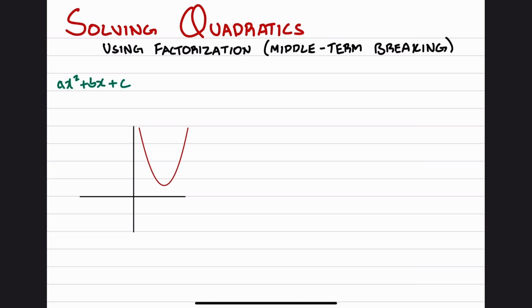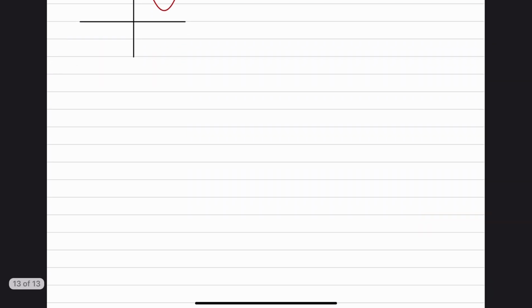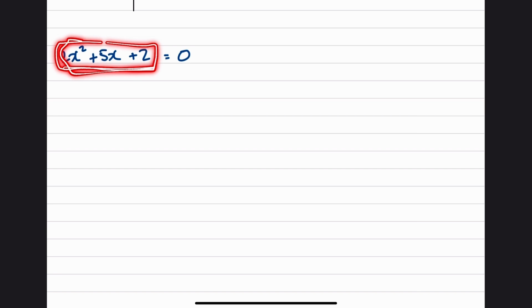which we've covered in our previous video. So let's write down a quadratic. 2x squared plus 5x plus 2. Now the first step to solving using factorization is looking for common terms or common factors. And there is no common factor in these three terms, so we skip over that. Now we can go straight to middle term breaking.